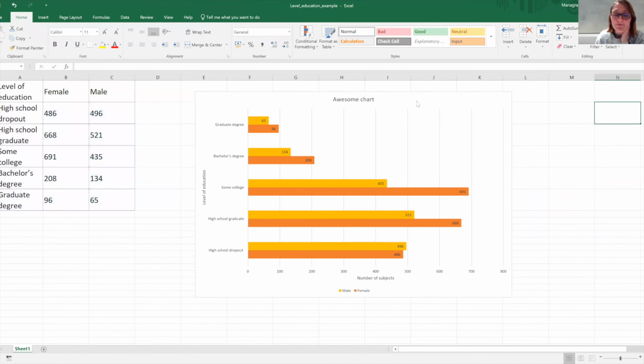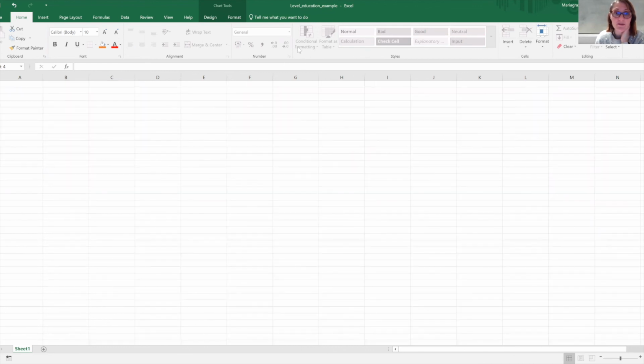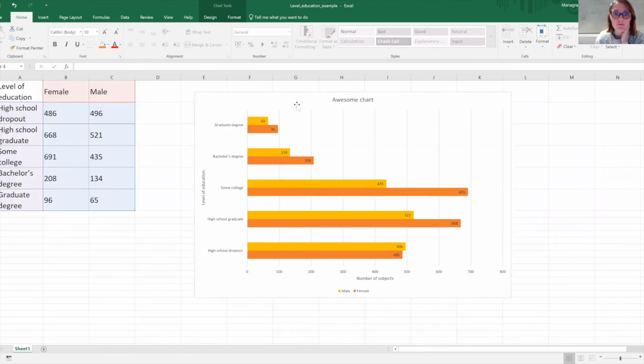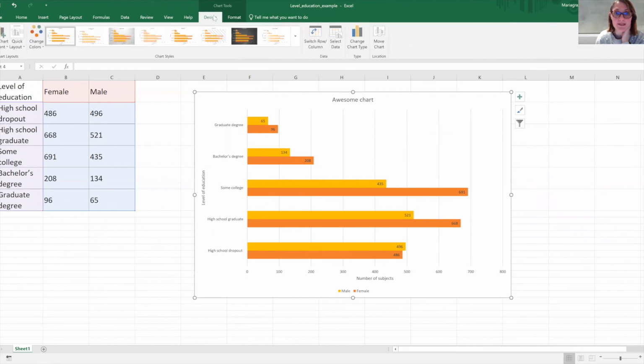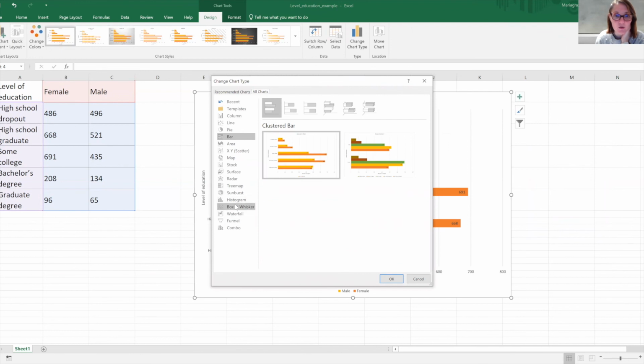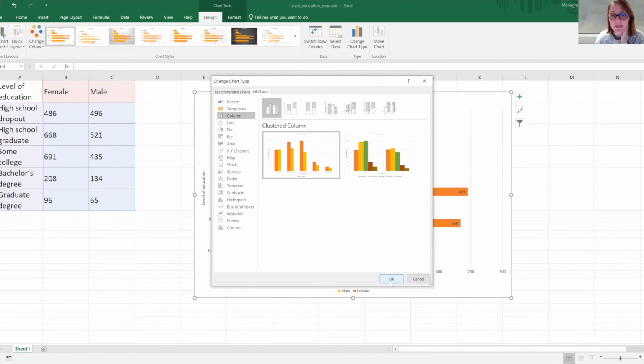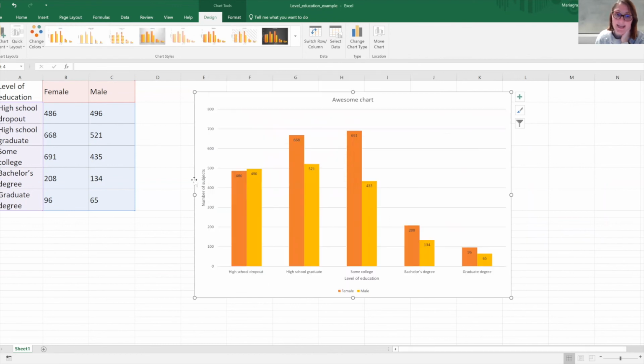Now, let's say that we have changed our mind about the plot, so we want to modify it. Let's go on design. We can click on change chart type, and then we can choose another type of graph, for example, column. So we want a vertical bar chart. In this case, the number of subjects will be on the y-axis, while the level of education will be on the x-axis. Female and male will always be the coloring of each of the categories.